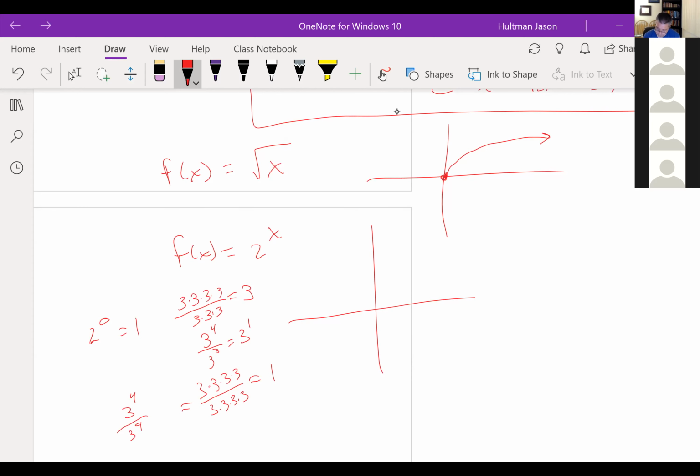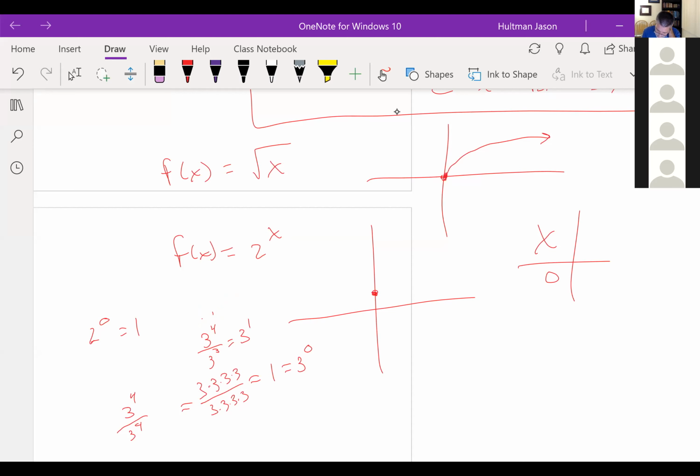Which is what? 3 to the 0. So that's why it works. So if we do 2 to the 0, that equals 1, right? So at 0, we're going to be at 1. This is the point (0, 1). When x is 0, y is 1.